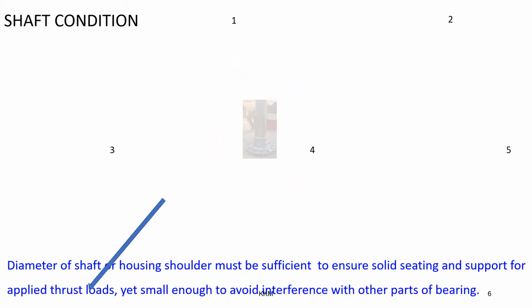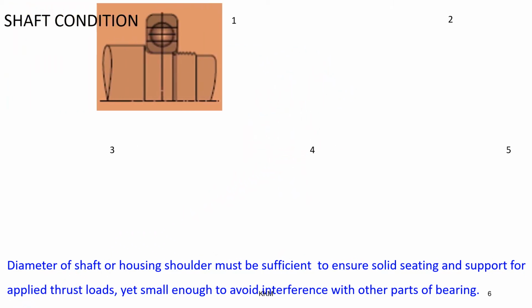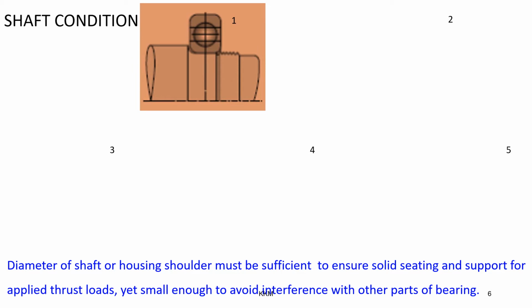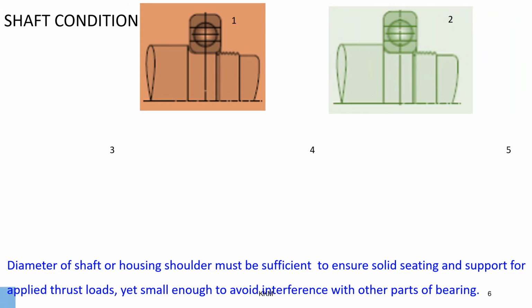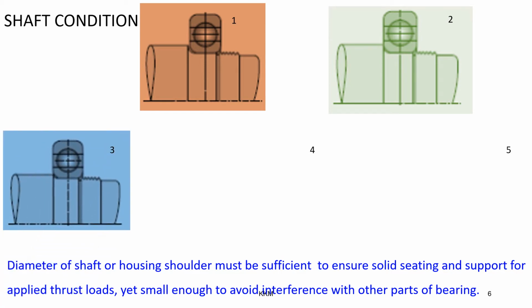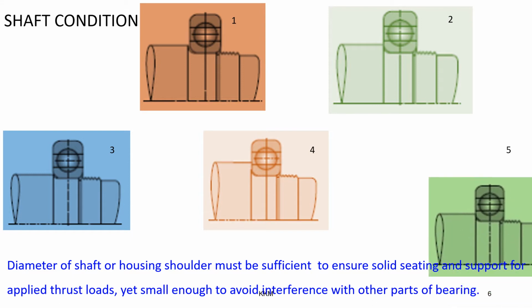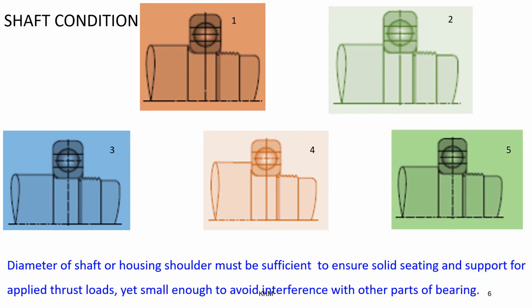Here are a few examples of mistakes. Picture 1 shows that the shaft fillet is too large and so the bearing will seat away from the shaft step. Picture 2 shows that the shaft has a proper fillet and the bearing contacts properly. Picture 3 shows that the shaft shoulder is too small and the inner race will not have enough contact. In picture 4 you can see that the shaft shoulder is too large and it is interfering with the bearing parts. You can see the correct shaft shoulder height and fillet, giving solid seating for the bearing loads, in picture 5.